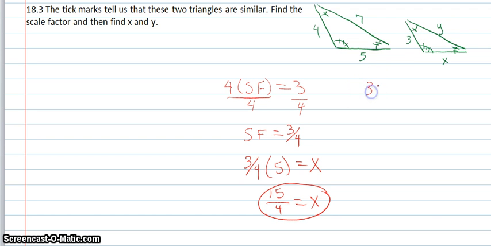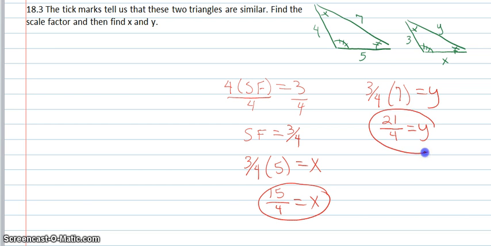So 3/4 times 7 equals y. So 21/4 equals y. And we found out the missing sides.